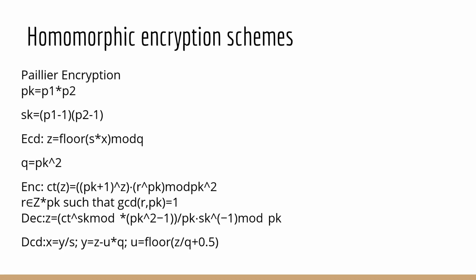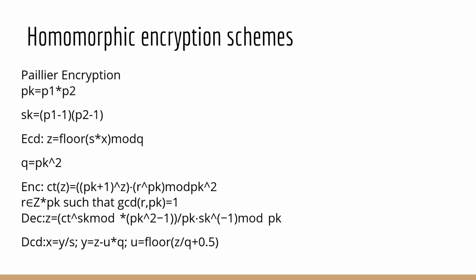We then go deeper into the Paillier, GSW, and CKKS schemes. So first is Paillier encryption. In Paillier, the public key is the multiplication of two large prime numbers p1 and p2, and the secret key is (p1 minus 1) times (p2 minus 1). There are the encoding, encryption, decryption and decoding steps given below.